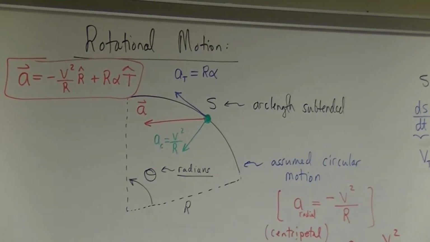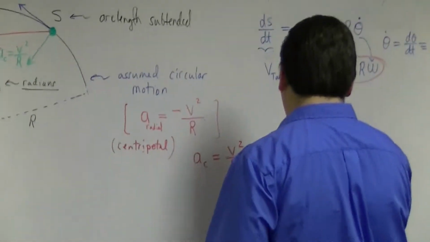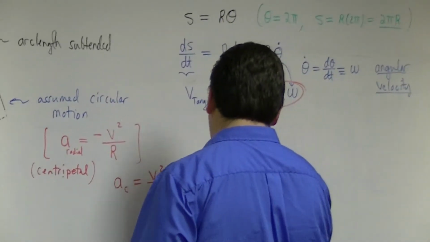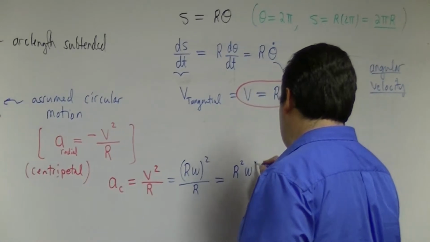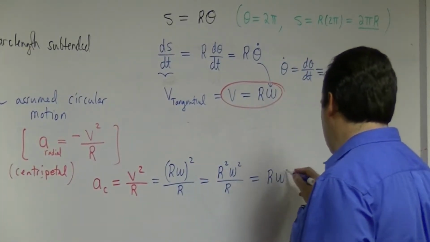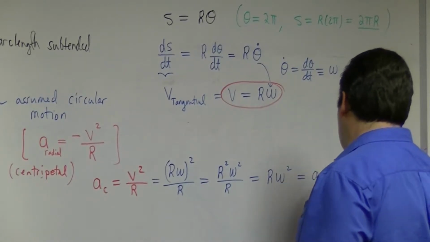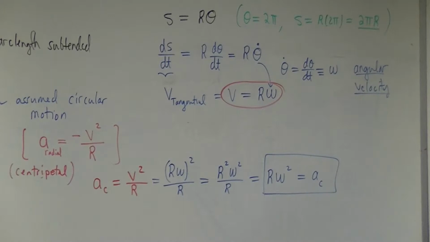R omega squared. Let's see here. So that's r omega quantity squared divided by r. So I think I agree with you. That's r squared omega squared divided by r. So lo and behold, we get an r omega squared, just as you planned. So there you go, there's a new formula. The centripetal acceleration we can also write as the radius times the angular velocity squared. Okay?